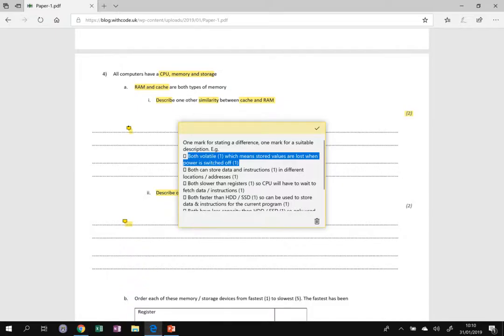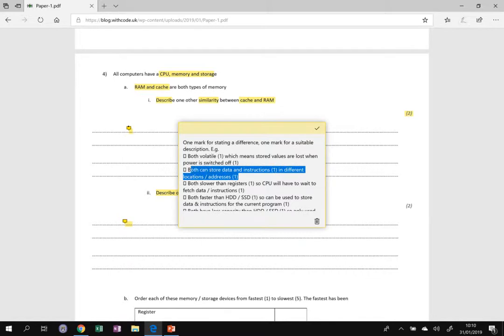Okay, so sorry to go off on one, but I thought it's probably helpful to try and explain what RAM and cache are. Let's go back to the other options that you could have had for this question. So similarities between cache and RAM. They can both store both data and instructions in different locations. So a location, think of like an Amazon delivery driver. They need to know both what to deliver, that's the data, and where to deliver it, that's the address. So inside your RAM and your cache, you can store data in different locations.